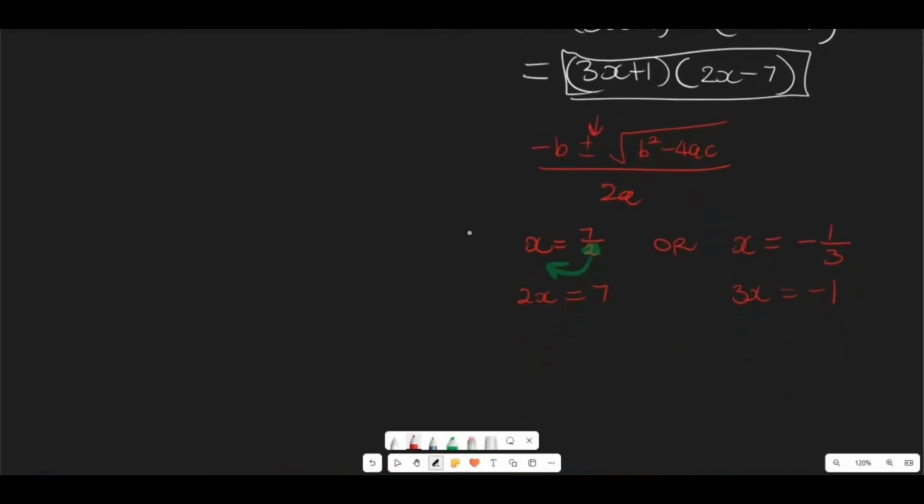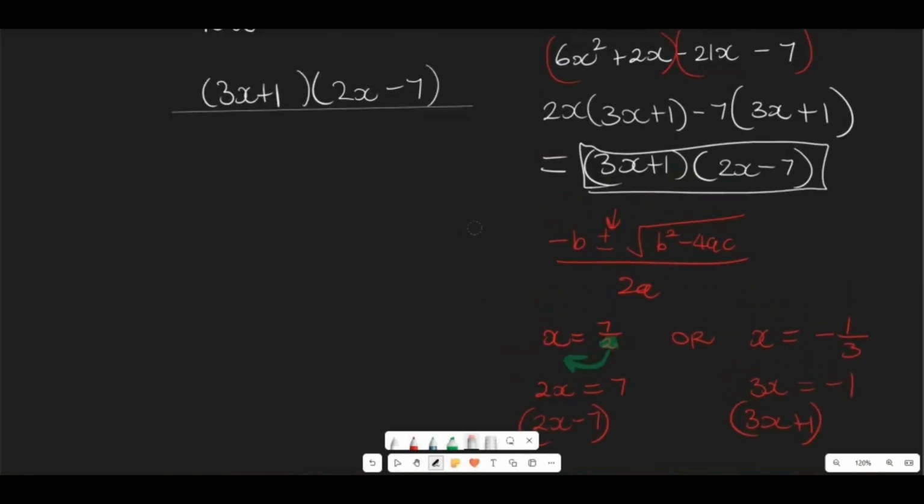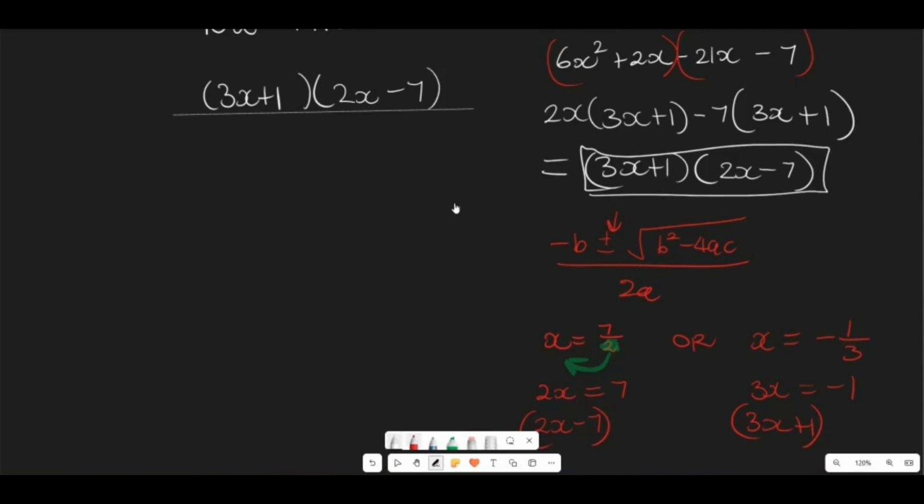And then this 7, I can take it over to the other side. It's going to be minus, right? I will have 2x minus 7 equals 0. And this side, I will have 3x plus 1 equals 0. So these are my 2 brackets that I need to use. And then you just remove this 0. Are you guys okay with this? So I basically have 2x minus 7 and then 3x plus 1.